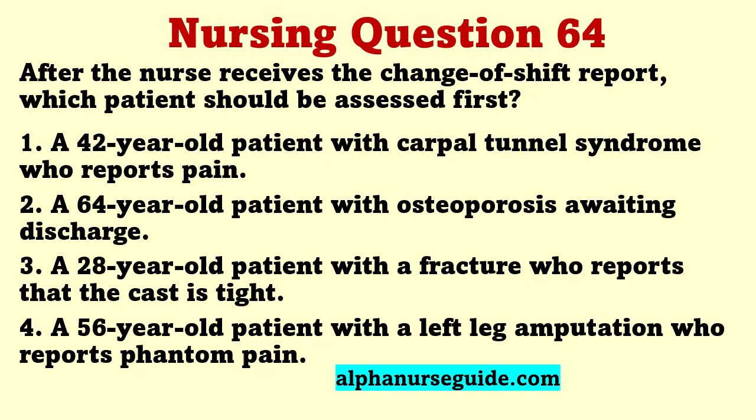The correct answer is 3. A 28-year-old patient with a fracture who reports that the cast is tight. Rationale: the patient with a tight cast is at risk for circulation impairment and peripheral nerve damage. Although all of the other patients' concerns are important, and the nurse will want to see them as soon as possible, none of their complaints is urgent. The patient with a tight cast may have risk for injury to a limb, which is more urgent.